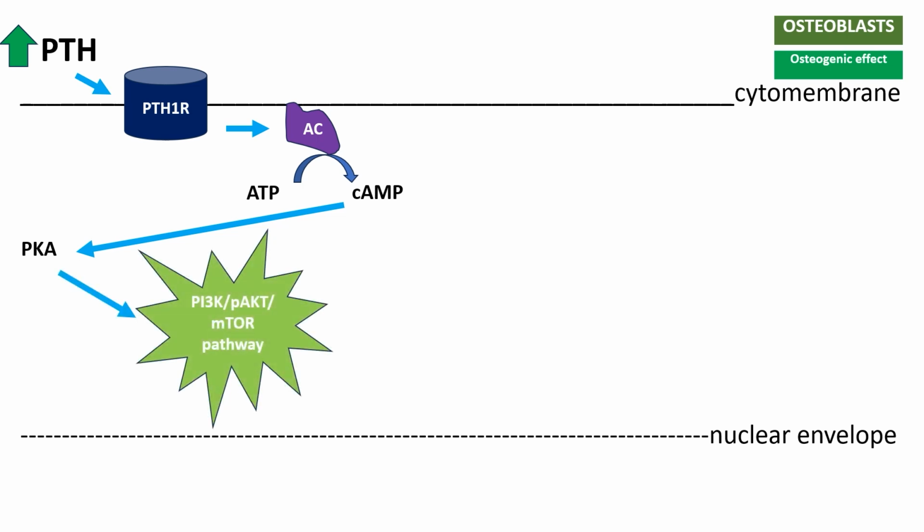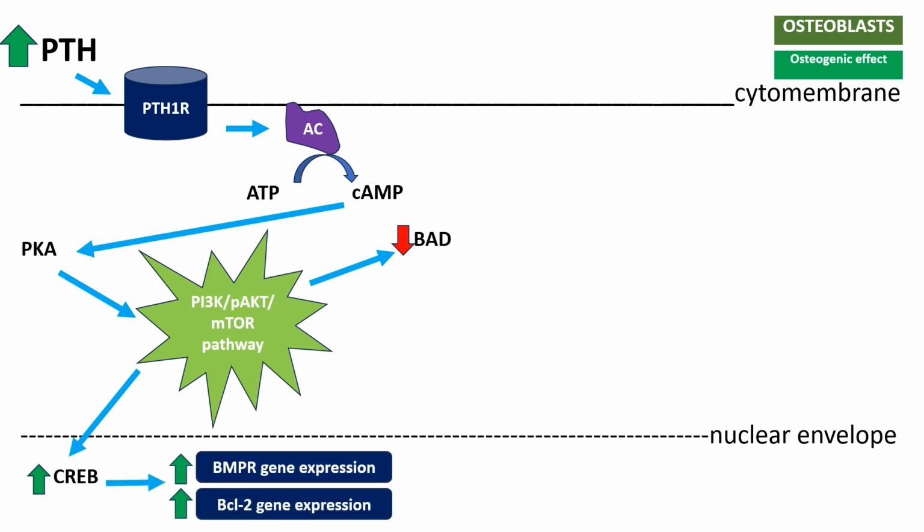mTOR pathway, which leads to the AKT-mediated phosphorylation and inactivation of BAD, a pro-apoptotic factor, by dissociating it from BCL2/BCL-XL complex. AKT-mediated phosphorylation and activation of nuclear cAMP response element binding protein, or CREB, a transcription factor, which in this setting upregulates the expression of both BMP receptor and BCL2, the latter being an anti-apoptotic factor.